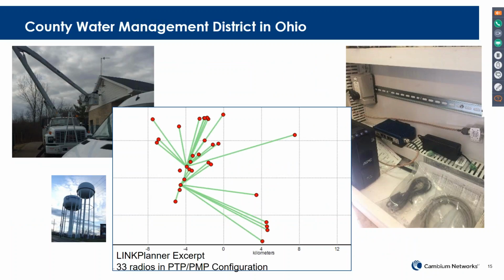So now let's look at one of our recent deployments for one of our water utility customers. This water utility customer is the Coulter Water Management District in Ohio. You can see from the network picture here, we used Link Planner to help this customer plan the network. This network contains 33 radios operating in PTP and PMP mode.